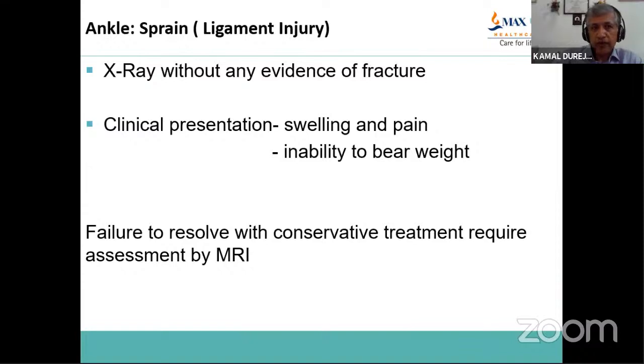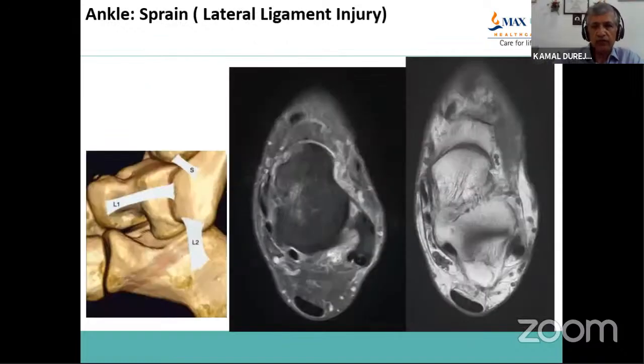Talking a bit about sprains, where the X-ray is negative, not showing you anything, but the clinical presentation is nearly the same: swelling, pain, inability to bear weight. Well, all these injuries would resolve with conservative treatment most often, but if there is a failure to resolve, then you need the help of MRI.